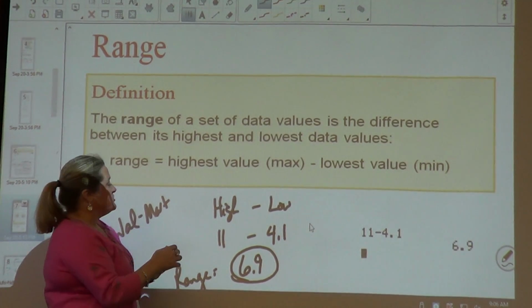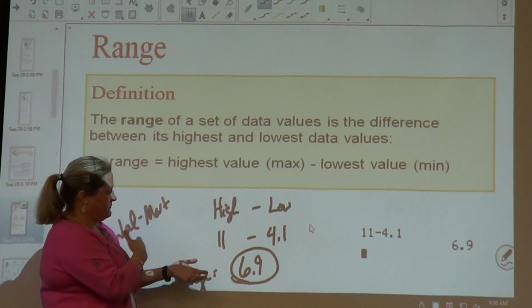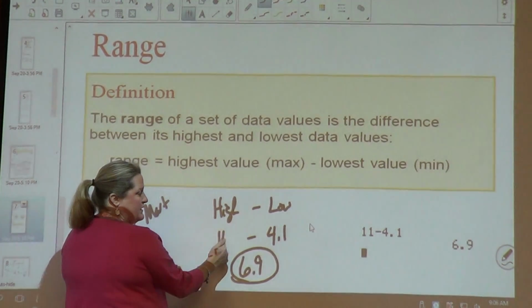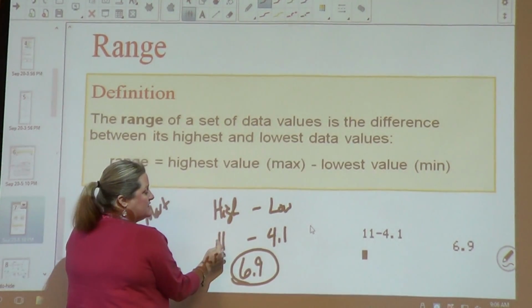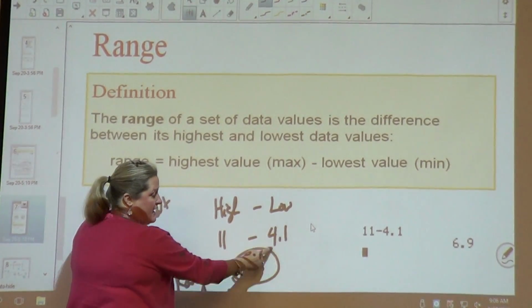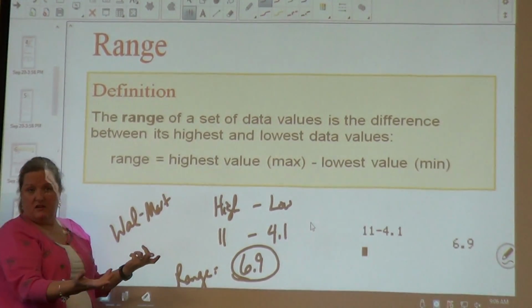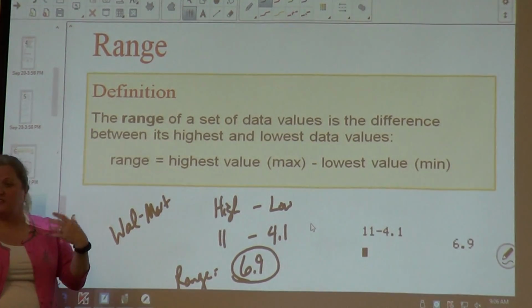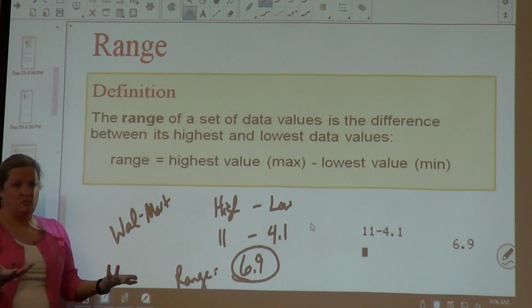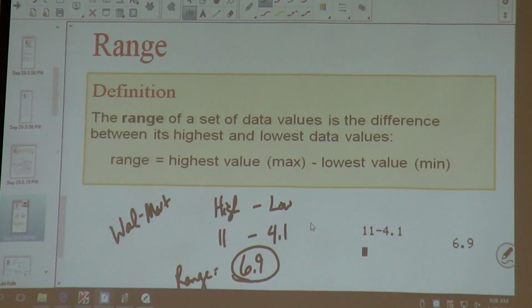If your grades range from 11 to 4.1, 11 is your highest and 4.1 is your lowest, so I just subtract, and that's going to be my range. If your weight ranged from 125 pounds to 100 pounds, it'd be a 25-pound range. We good? Not a hard concept.